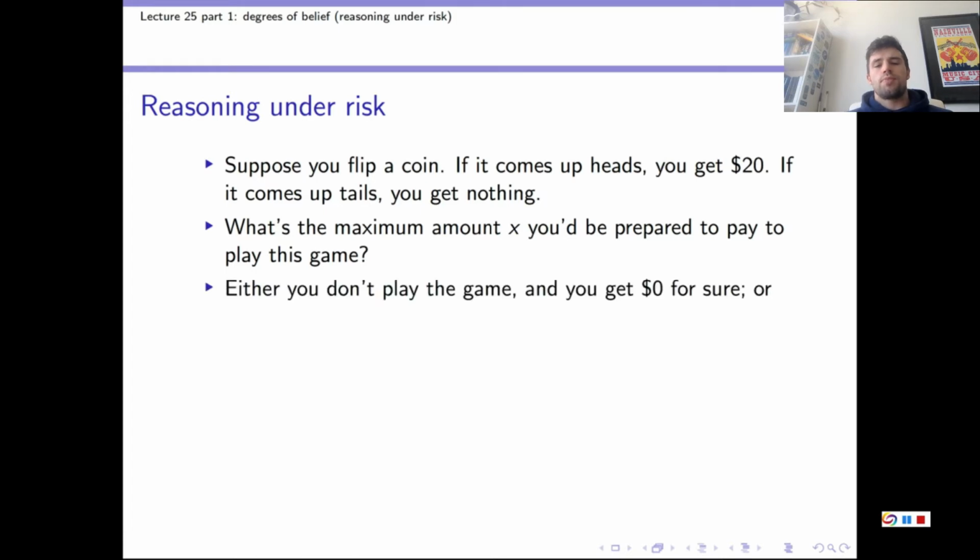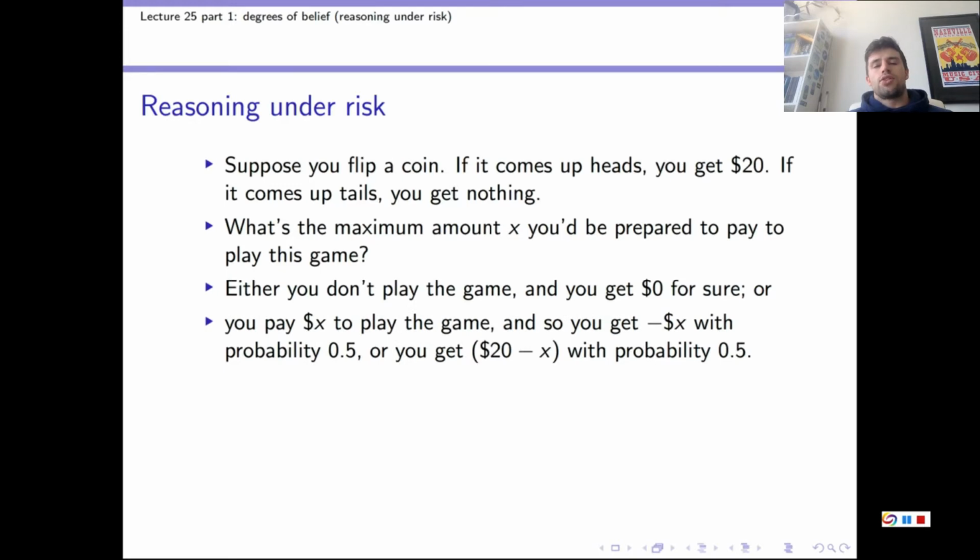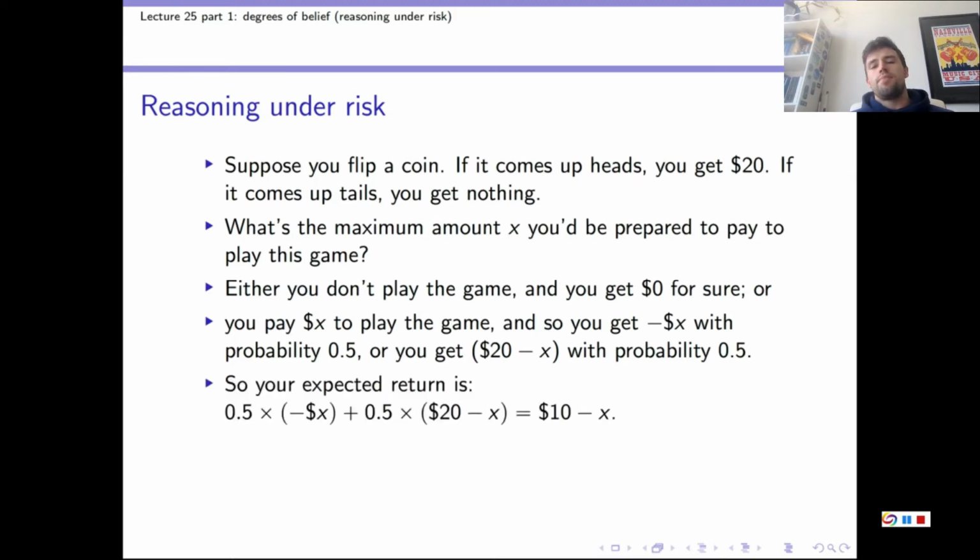You've got two options. Either you don't play the game and you for sure get nothing, or you pay X dollars to play the game and you get minus X dollars with probability 1/2, i.e. if the coin lands on tails, you lose the money you've paid to play the game, or you get 20 minus X dollars with probability 1/2, i.e. the coin comes up heads, so you win the $20 and you take off what you paid to play the game. Then the expected amount that you would earn from playing this game is 0.5 times minus x plus 0.5 times 20 minus x, which simplifies to 10 minus x.